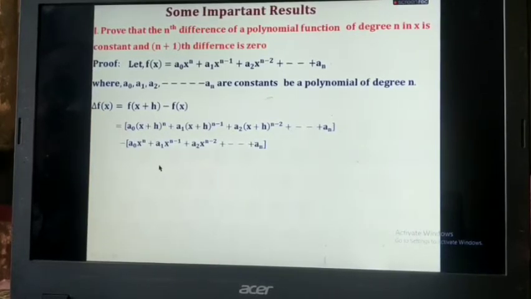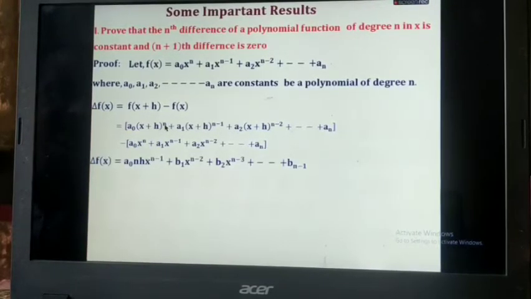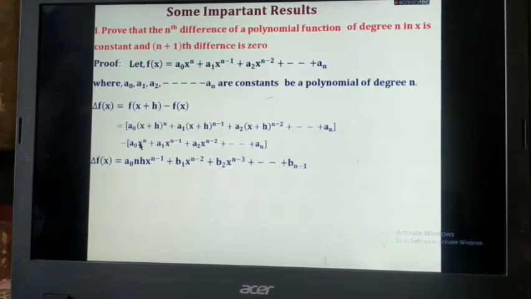Now the simplification. Here x plus h raised to n, this one bracket, is expanded into n plus 1 terms, in which the first term is x raised to n. That a0 x raised to n cancels. Next term is nC0 x raised to n as the first term, then nC1 x raised to n minus 1 into h. That will leave a0 n h into x raised to n minus 1.